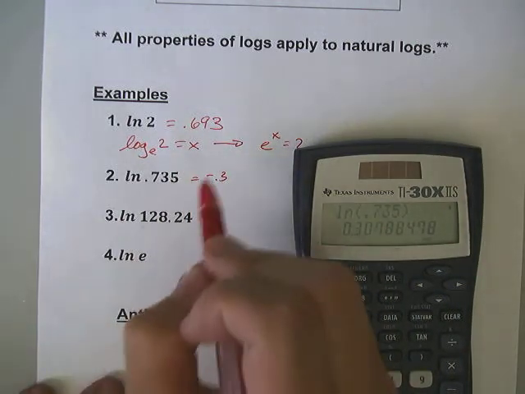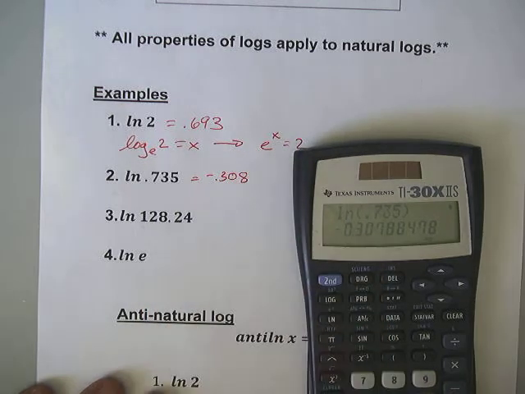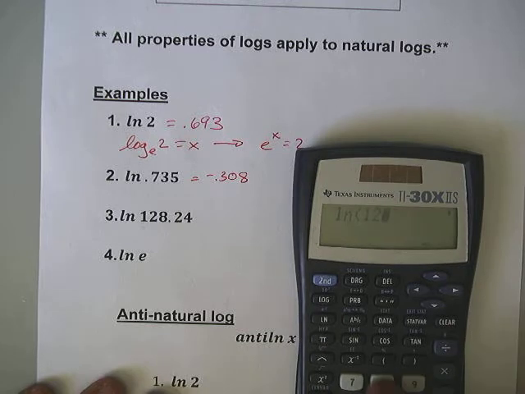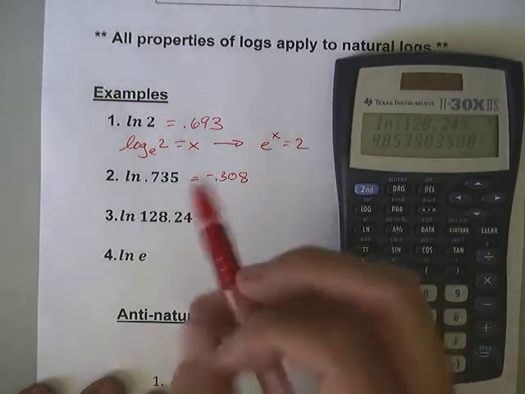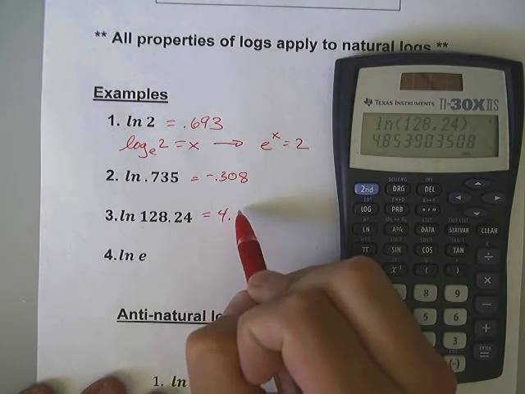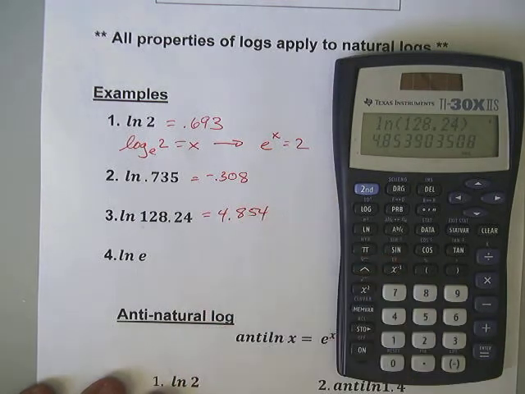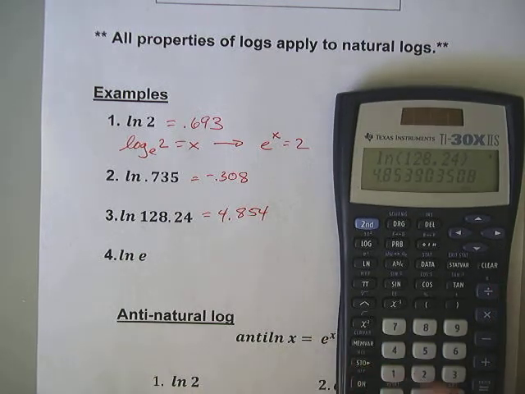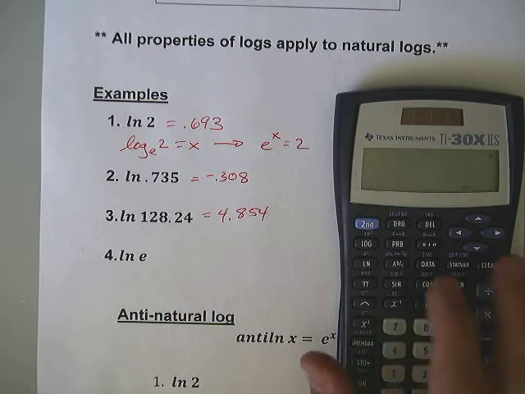So let's go through and practice again. Let's take our calculator, natural log of 0.735 is, if we go thousandths place, negative 0.308. Let's do the next one. Natural log of 128.24. I would type that in, and what do we get? 4.854.